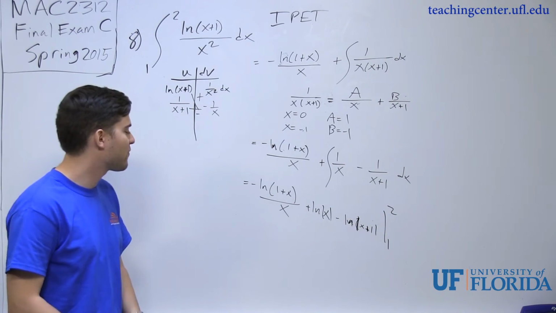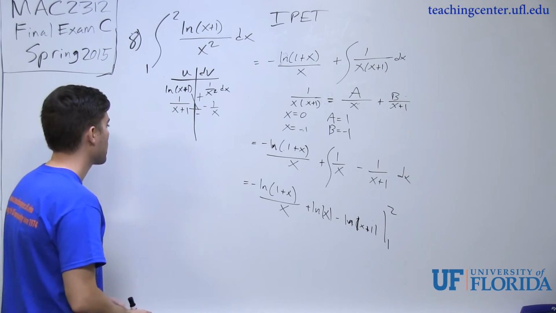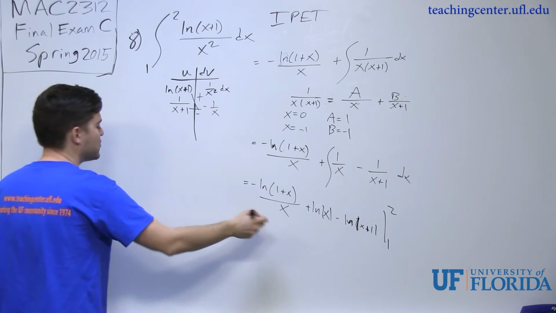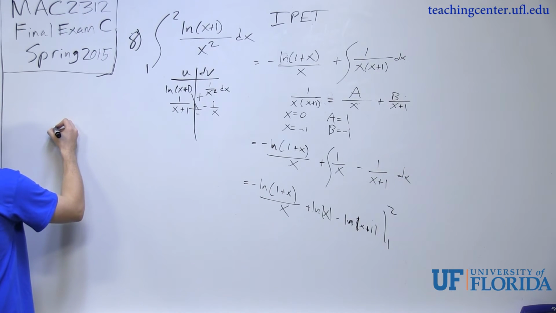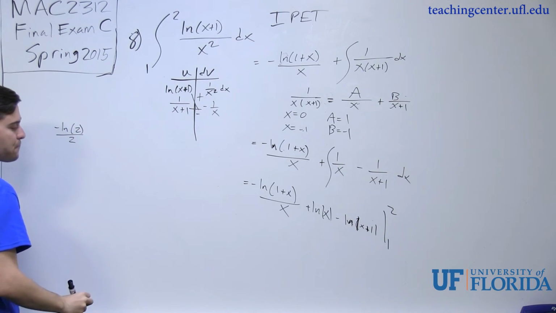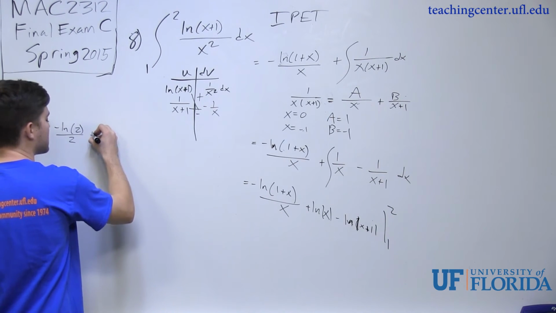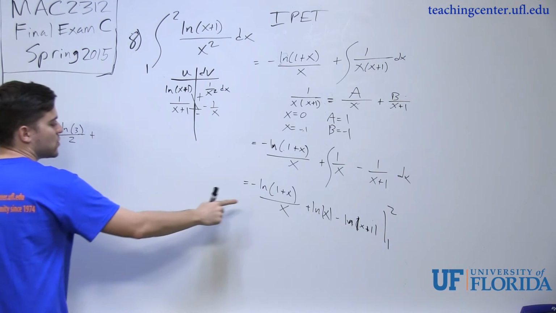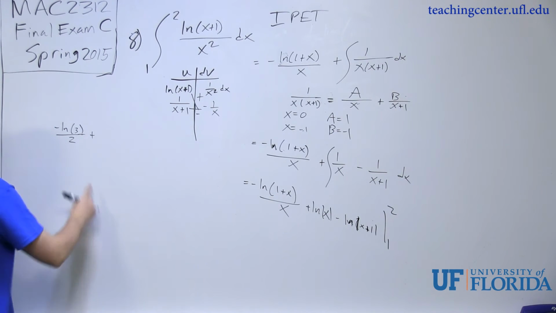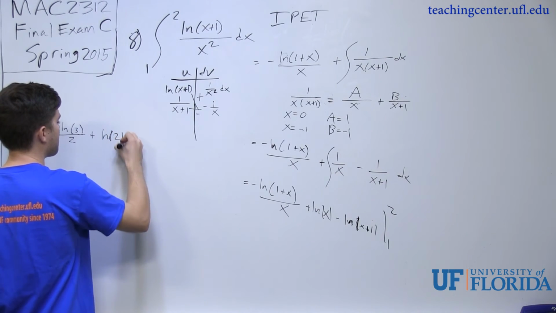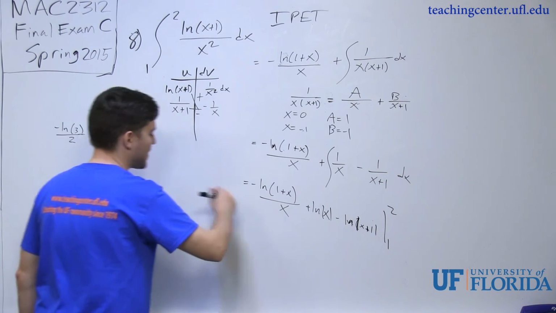Now I'm going to evaluate it from 1 to 2. So I'm going to do it over on the side over here. When I plug in 2, I end up with negative natural log of 2 over 2 plus, or actually, sorry, natural log of 3. So negative natural log of 3 over 2 plus natural log of 2 minus natural log of 3.